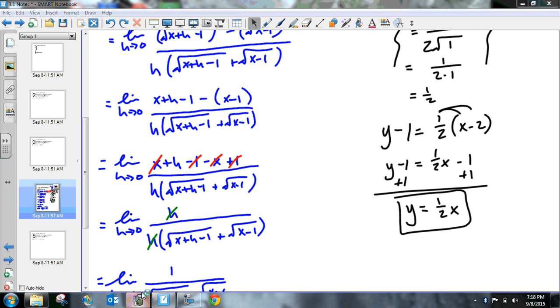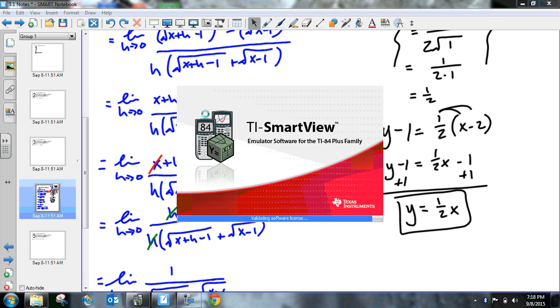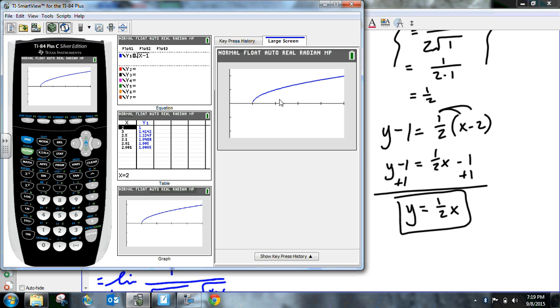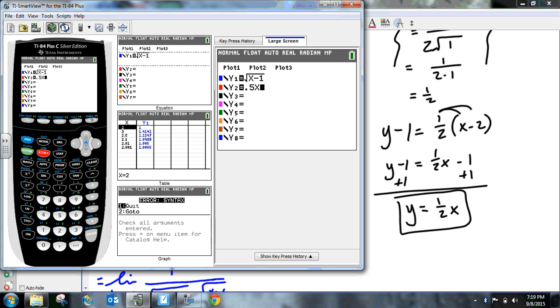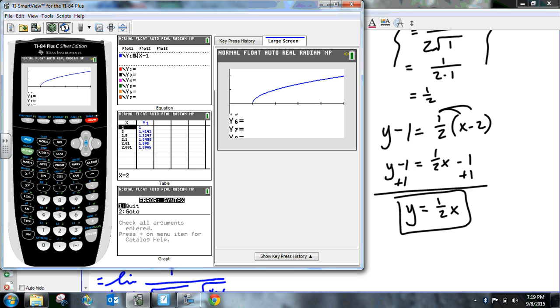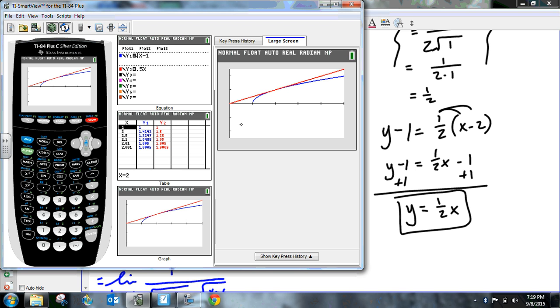So let's go to our calculator. I've already put in the function square root of x minus 1. And there it is. We want to find what's happening at the point 2, 1. So let's go to y equals, and I'm going to type in 1/2 x, so 0.5 x, and we're going to see what happens. And I don't know about you, but this is pretty awesome. Look at that. I mean, that is just legit, folks.